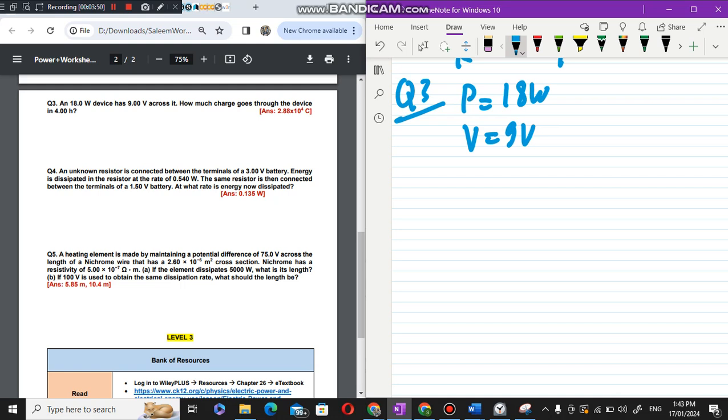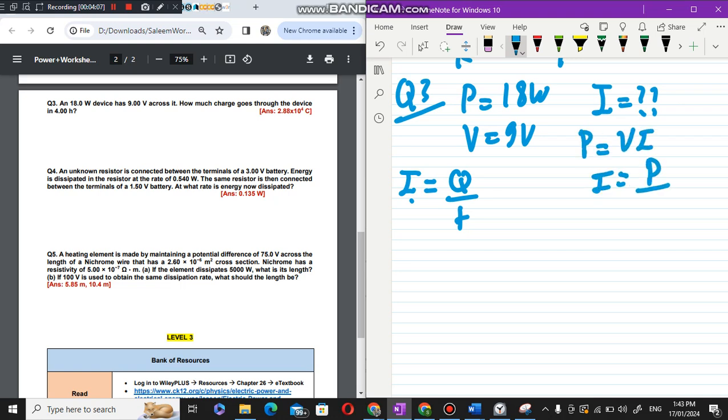So we know that in order to get charge, we can only get it from this equation, which is current is equal to charge over time. So we need to get current first. So this is the first unknown, which is the current. So we know that power equals voltage times current, which means that current is power over voltage, which is equal to 18 over 9, which is equal to 2 amperes.